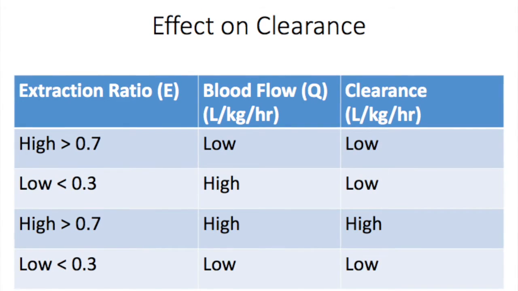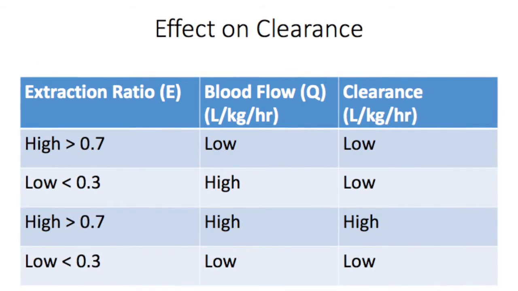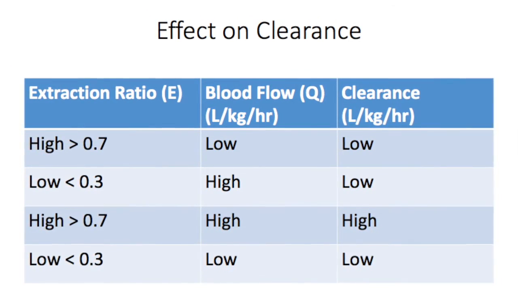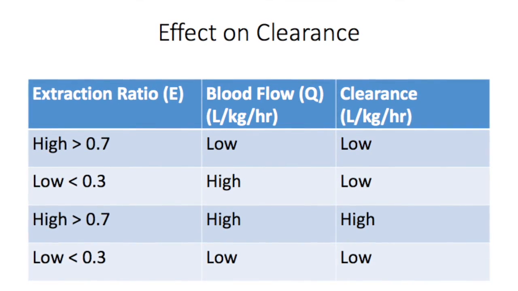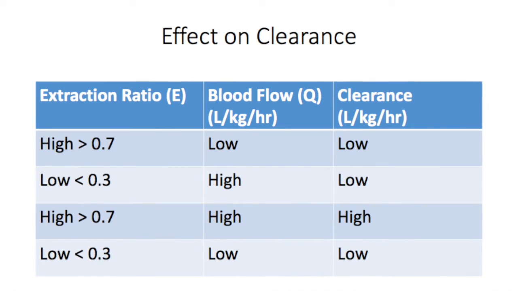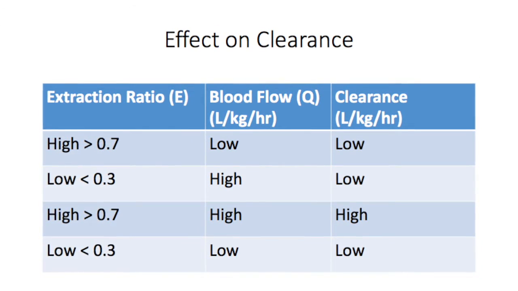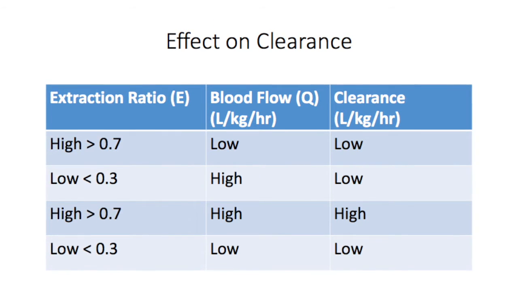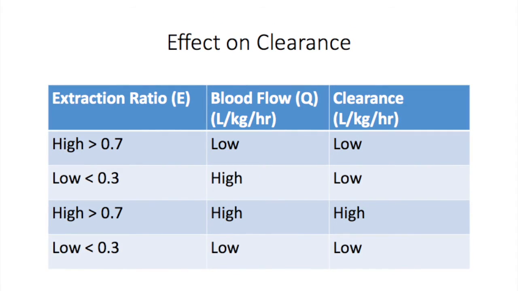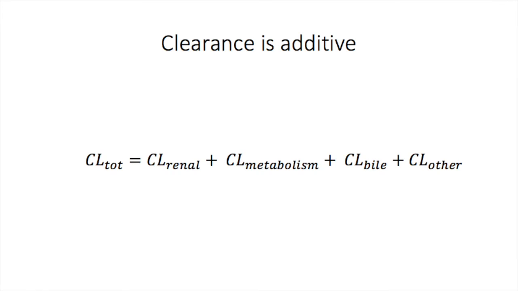And we can bring extraction ratio and organ blood flow together. Then we see that only if a drug passes through an organ with a high blood flow, for which the extraction ratio for that drug is high, will the drug have a high clearance. It is not by coincidence that those organs that play an important role in drug metabolism and excretion, the liver and kidney, are also highly perfused organs with a high blood flow.